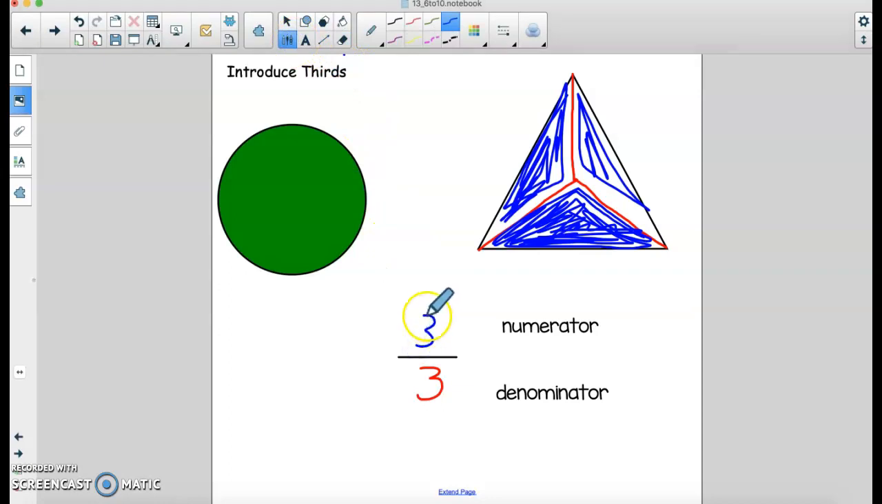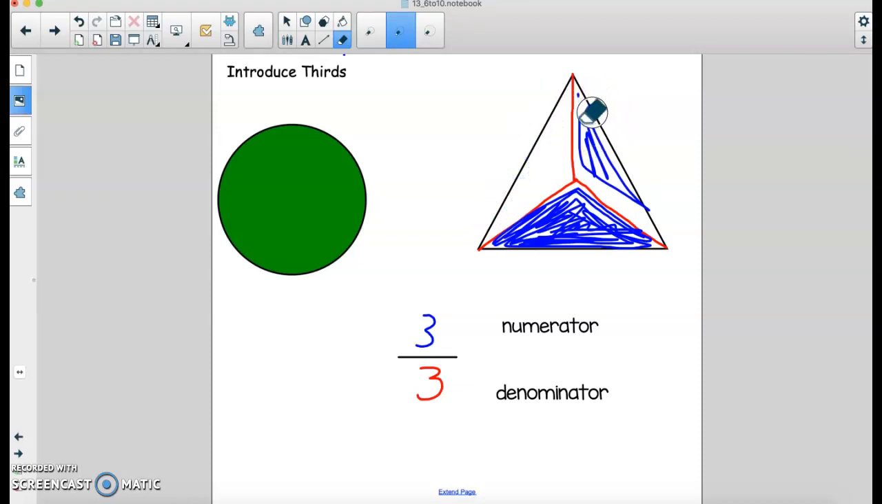And anytime you have the same number on the top and the same number on the bottom, it equals the whole thing. 3 out of 3 pieces. We're not getting that into detail with this, and this is just an introductory lesson. So that means, don't worry, you don't have to master fractions before 2nd grade is over.